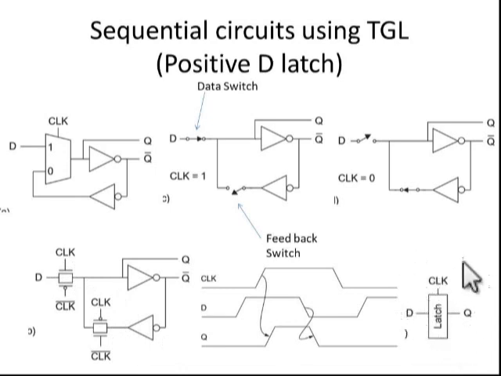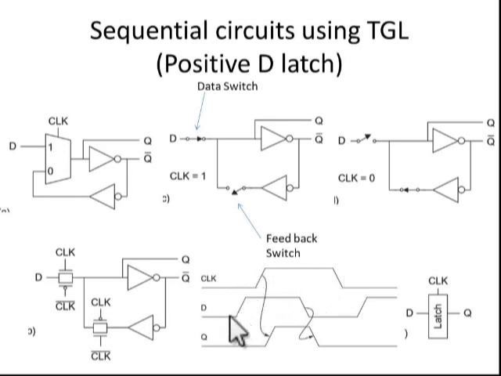This is the symbol. Why we are using positive clock means it's a positive D latch. Okay, so when clock equal to 1, it gets the data. So that's why we are using the positive clock. Okay, and this is the waveform for this. So when clock changes from 0 to 1, and this whole period it gets the data.